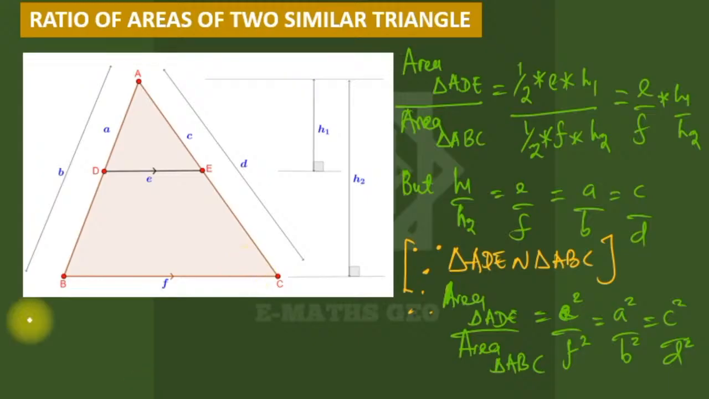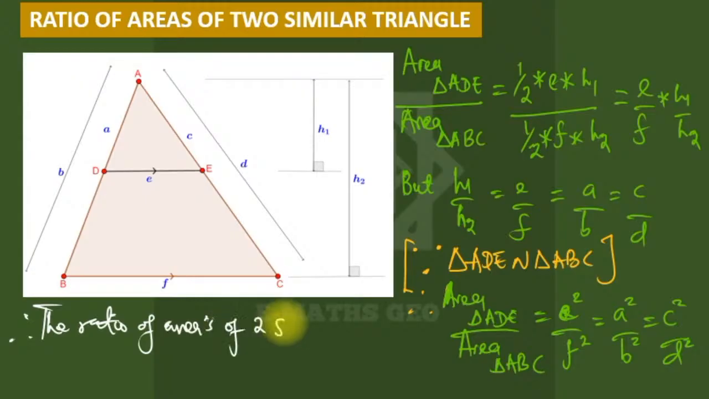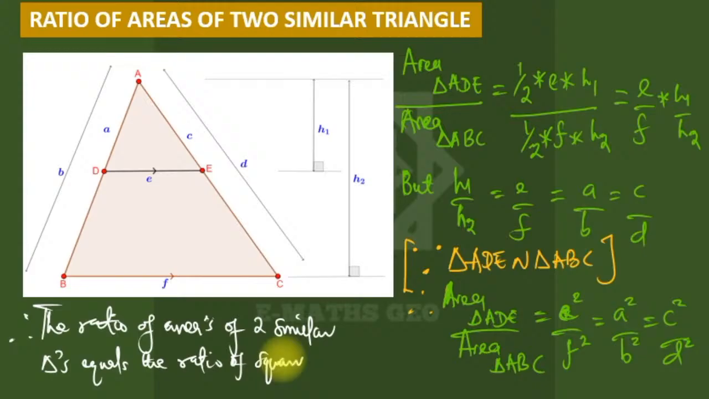So I'm saying that therefore the ratio of areas of two similar triangles equals the ratio of the squares of the corresponding sides.